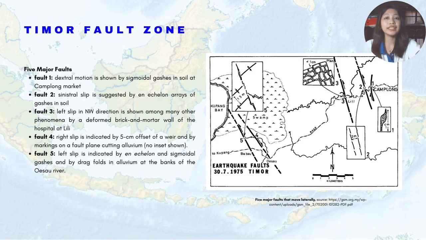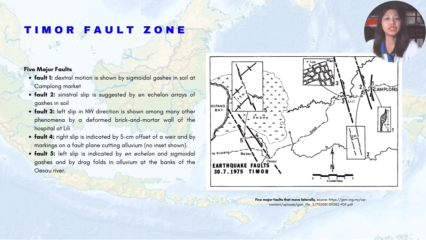Next one is the Timor Fault Zone, wherein we will discuss the five major fault zones that move laterally and were probably generated by the July 13, 1975 earthquake in Western Timor. And the figure here shows those five major faults.